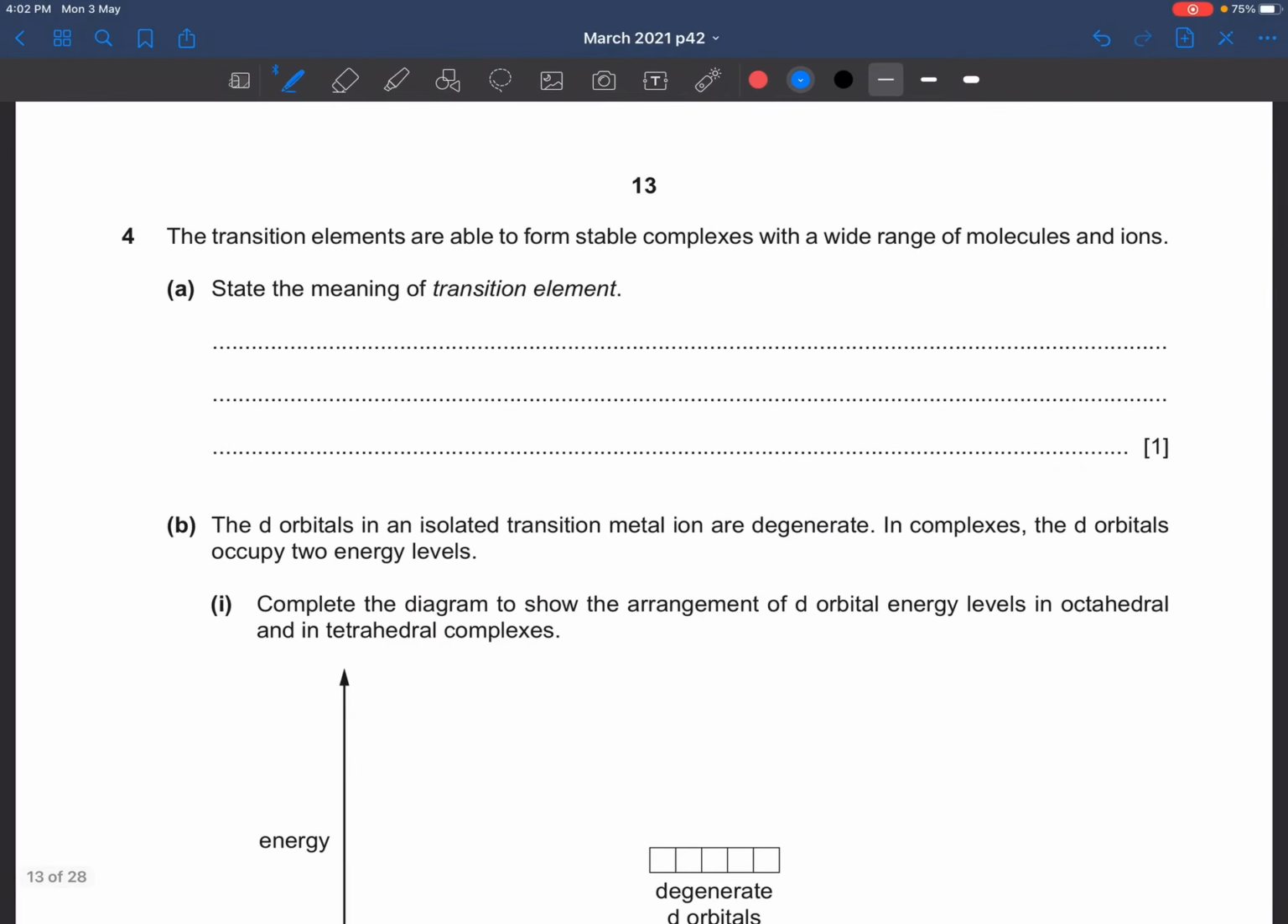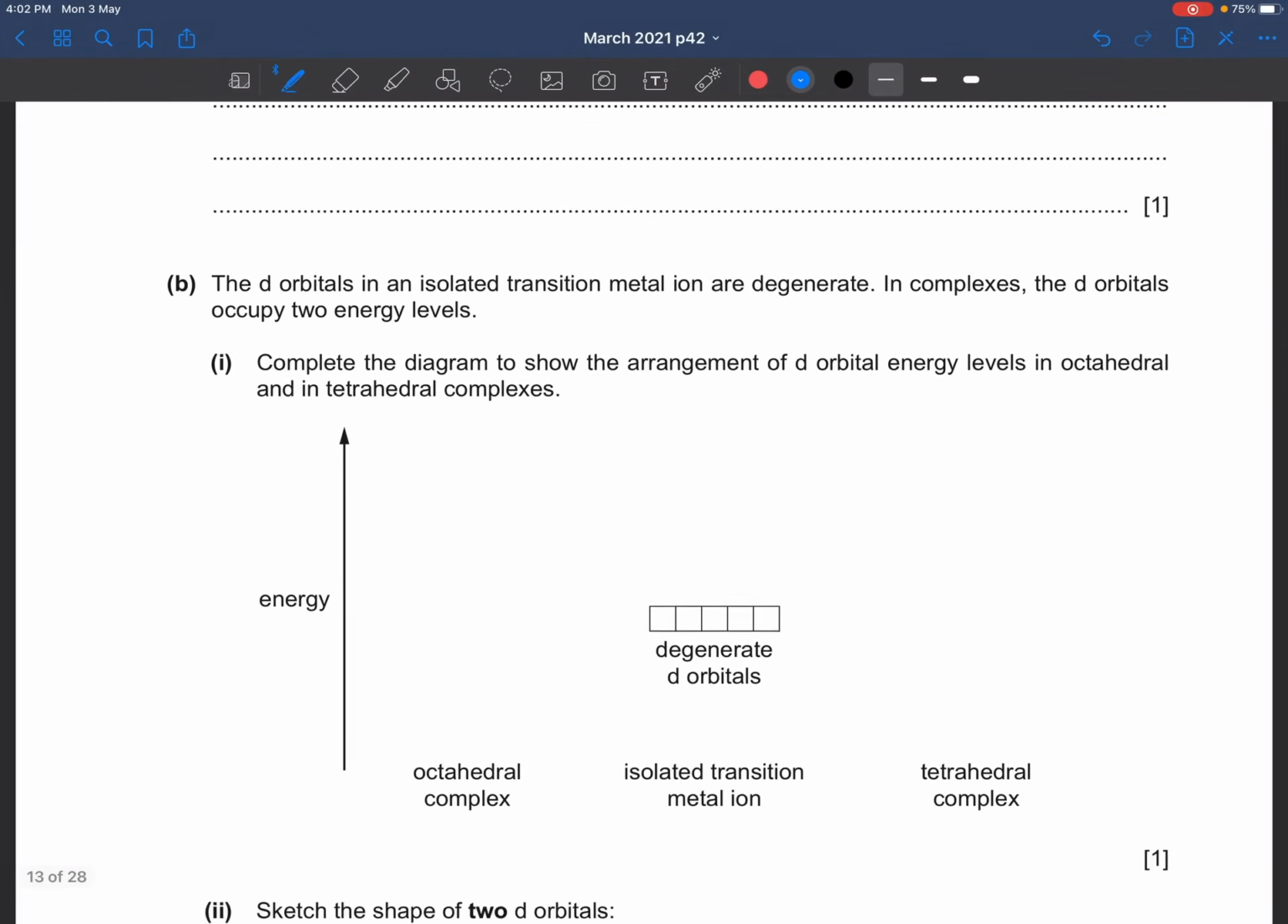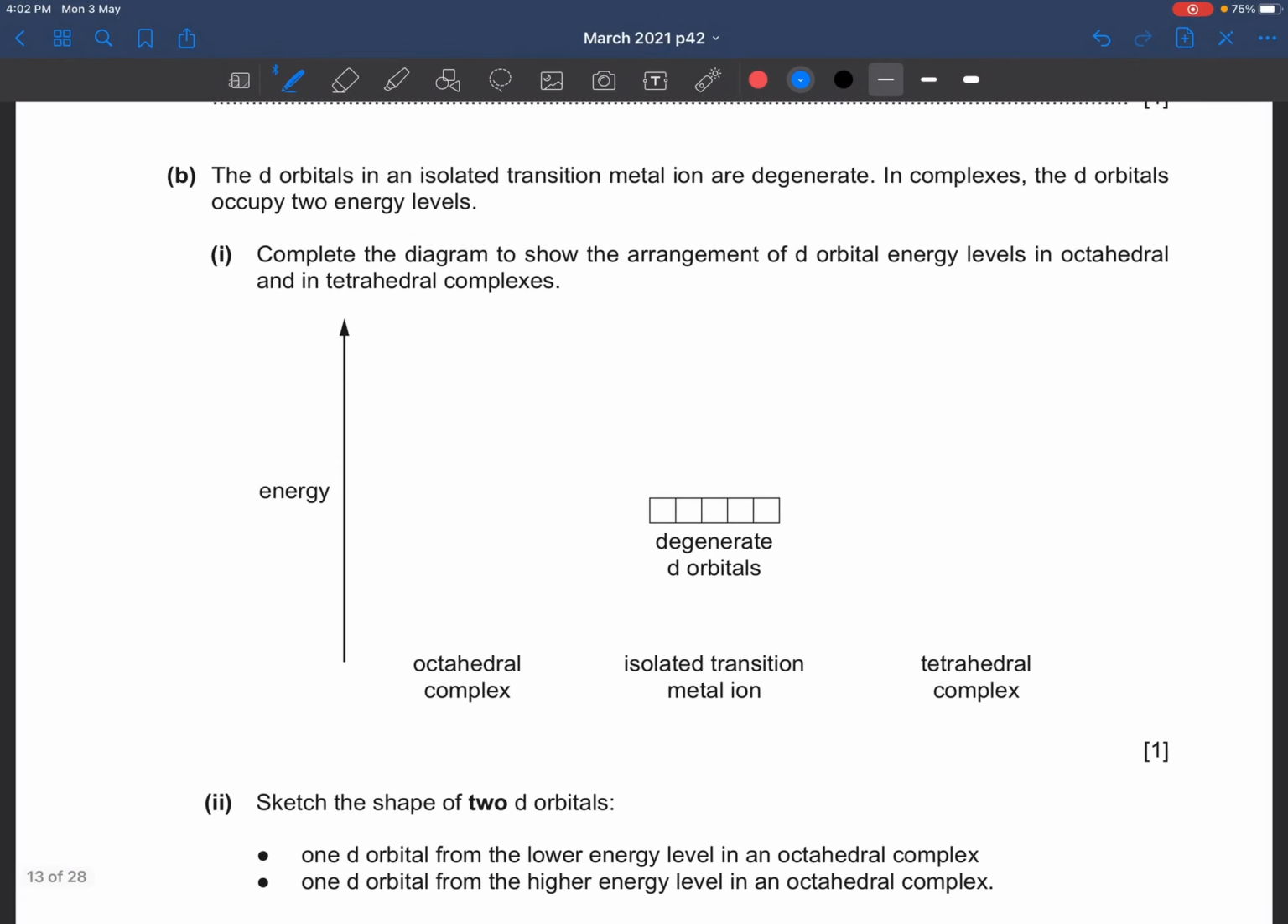Now next question is the transition elements are able to form stable complexes with a wide range of molecules and ions. State the meaning of the term transition element, which form one or two stable ions with partially filled d subshell. The d orbitals in an isolated transition metal ion are degenerate. In complexes, the d orbitals occupy two energy levels. Complete the diagram to show the arrangement of d orbitals energy levels in octahedral and in tetrahedral.